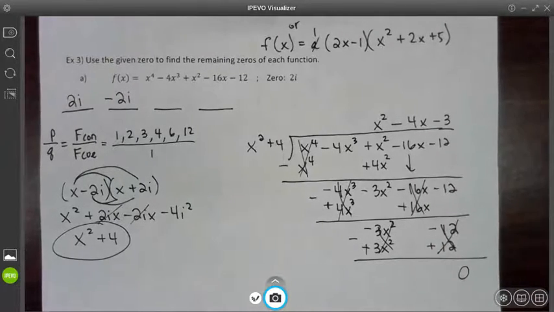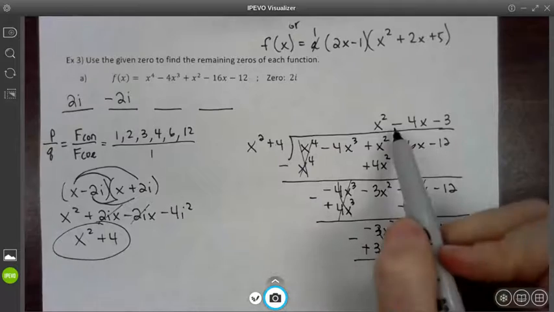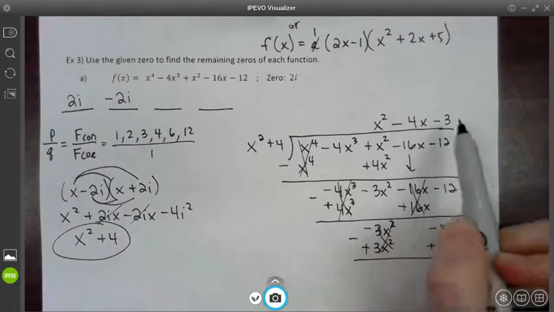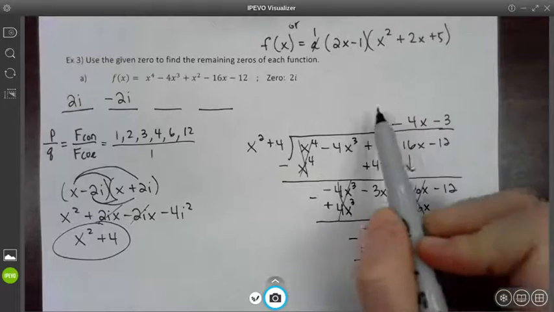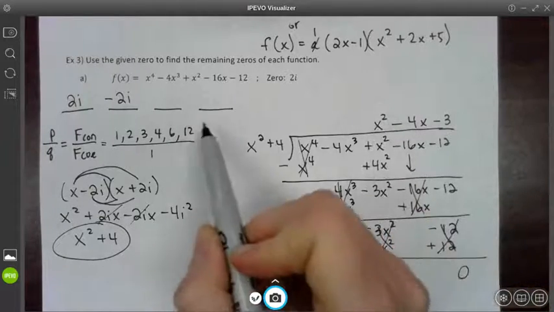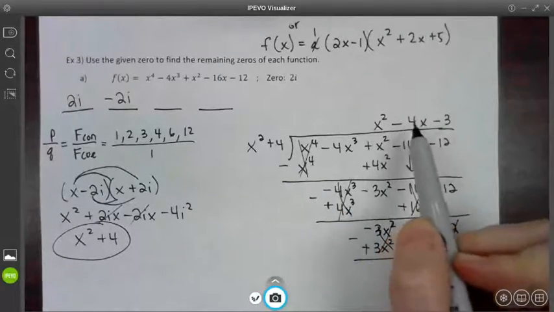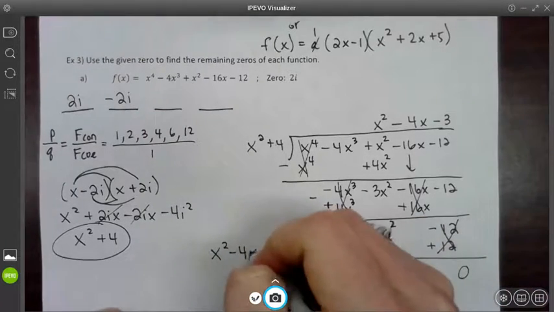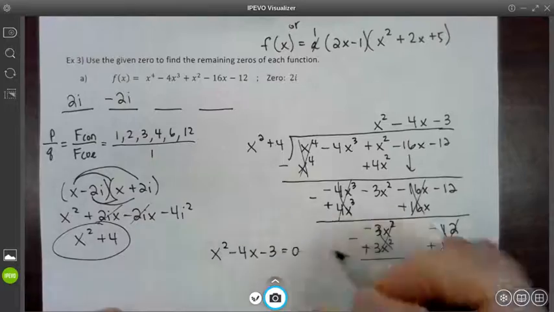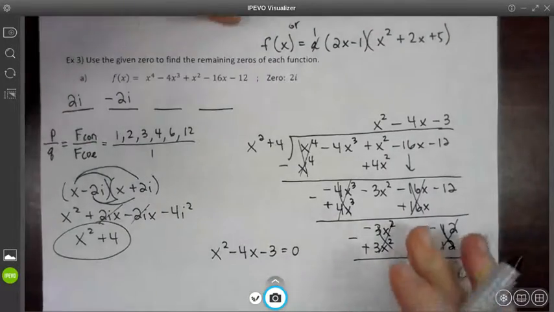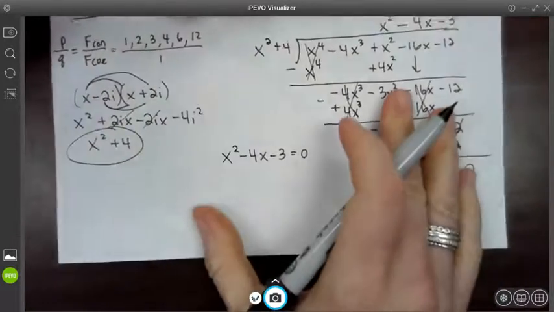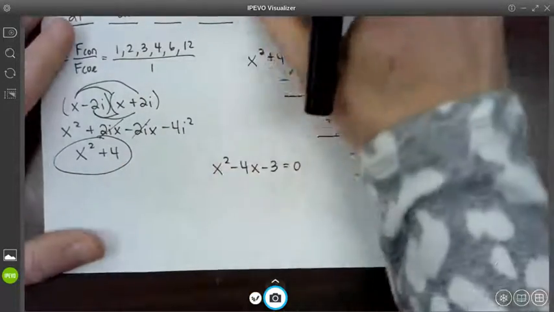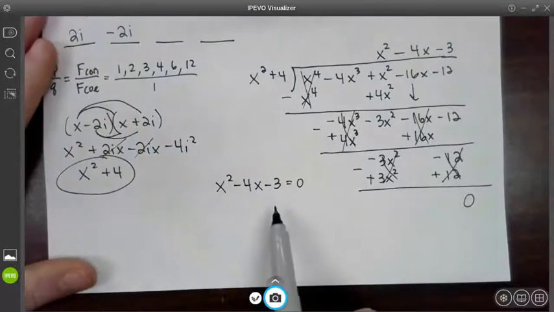My remainder is 0. So now I am left with a degree 2 polynomial. This times this gets you him, but I can use this next polynomial to find the last two zeros. So take this quadratic, x squared minus 4x minus 3, set it equal to 0, and get your last two zeros. All right, I'd love to say it's going to factor, but the reason that these are irrational, that they weren't whole numbers on this list, was probably because this didn't factor.